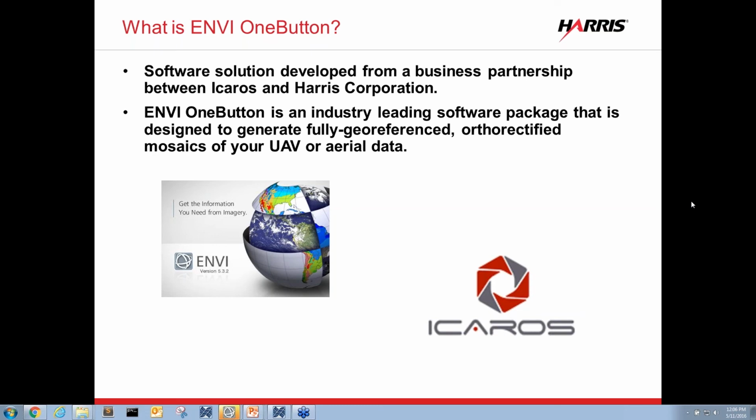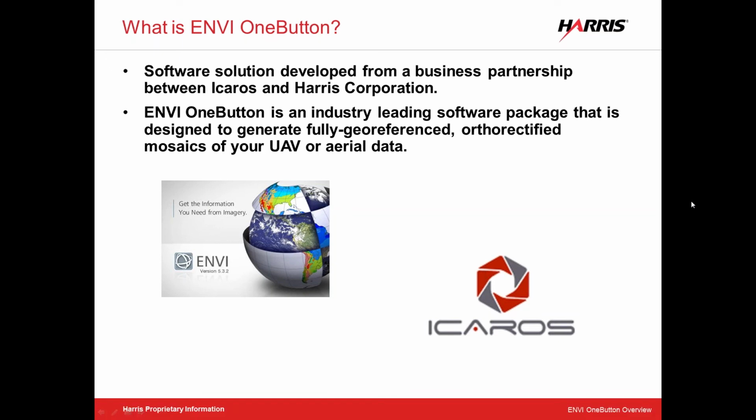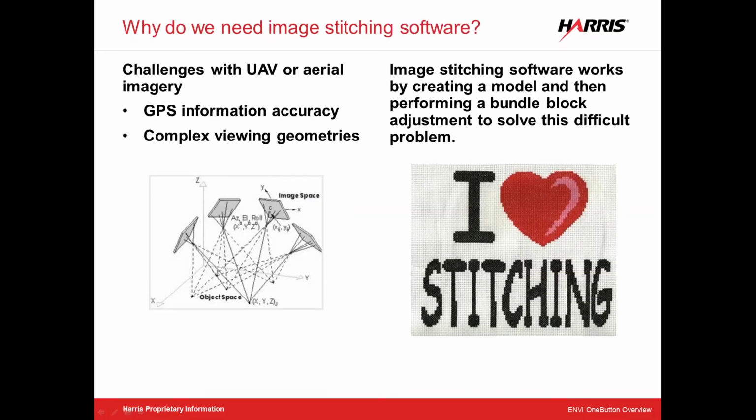Okay, so ENVI OneButton is a software solution developed from a business partnership between Icarus and Harris Corporation. It's basically an industry-leading software package that's designed to generate georeferenced, orthorectified mosaics of your UAV or aerial data. It works with any frame-based sensor as long as you have a focal length and a sensor pixel size. OneButton can process your data.